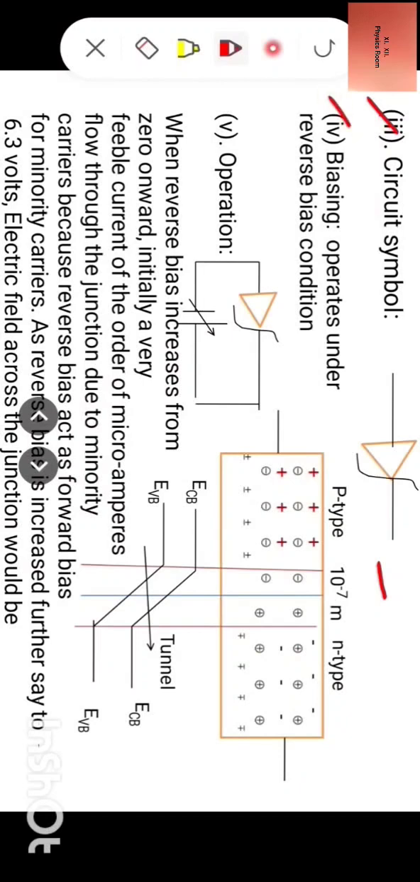Fourth, biasing. How we give biasing to Zener diode? It operates under reverse bias conditions. Here you see in this circuit, anode is connected to negative terminal of battery, cathode is connected to positive terminal of battery. So therefore this diode is reverse bias. So this Zener is reverse bias diode.